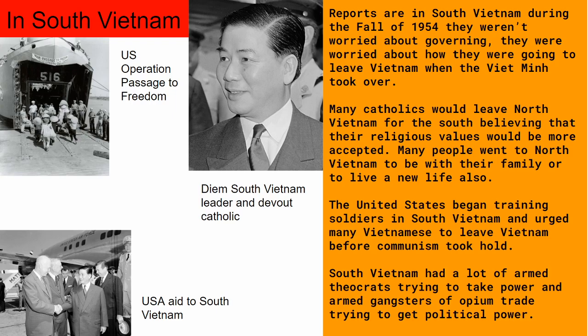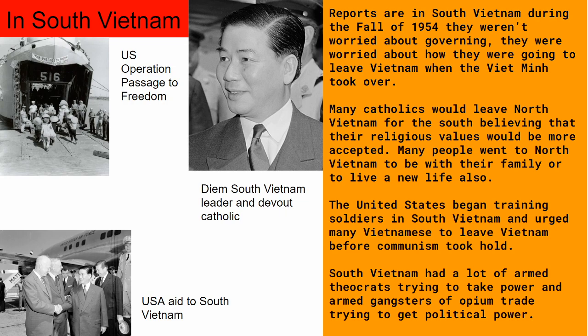Since he was a Catholic leader, he got many Catholics to leave North Vietnam, believing that their religious views would be more accepted in South Vietnam, which in the end it really was, because they became a straight up theocracy. So Catholicism was the only religion that you're allowed to follow. The United States also began training soldiers in South Vietnam, and urged a lot of Vietnamese to leave Vietnam before communism took hold.